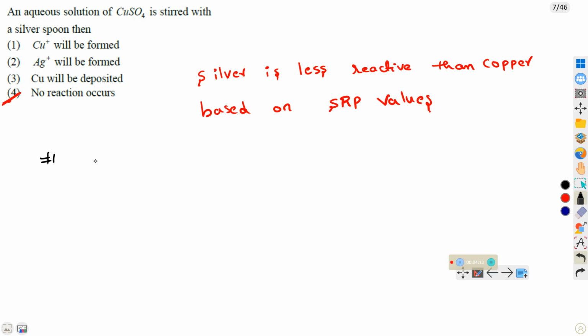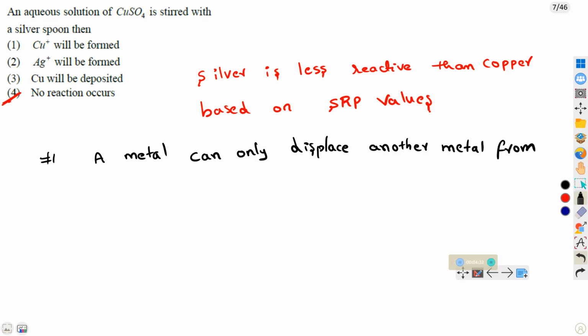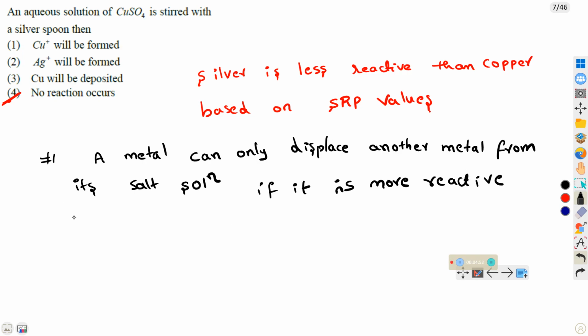Remember here one point: a metal can only displace another metal from its salt solution if it is more reactive than the metal in the solution.